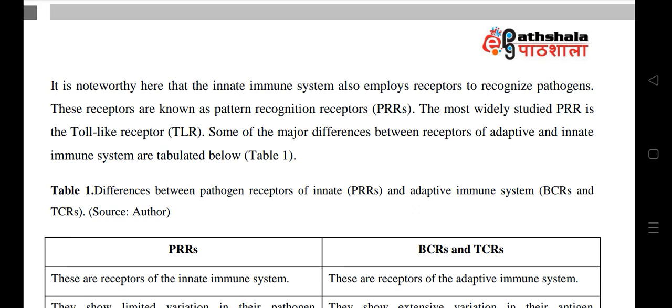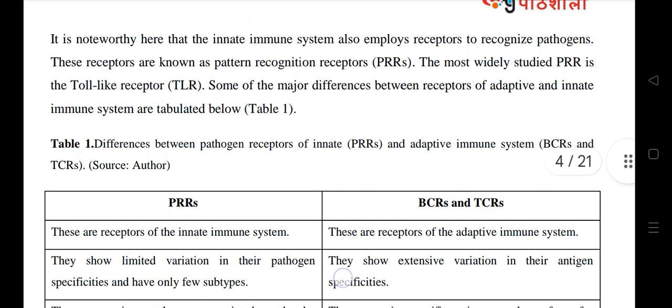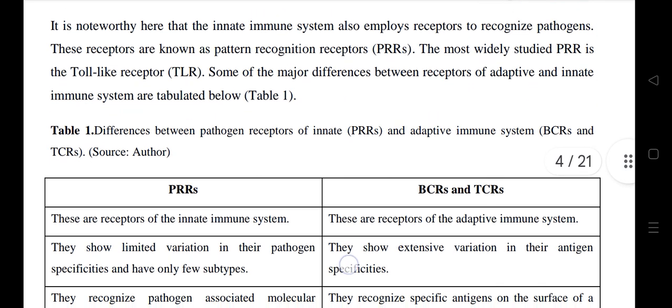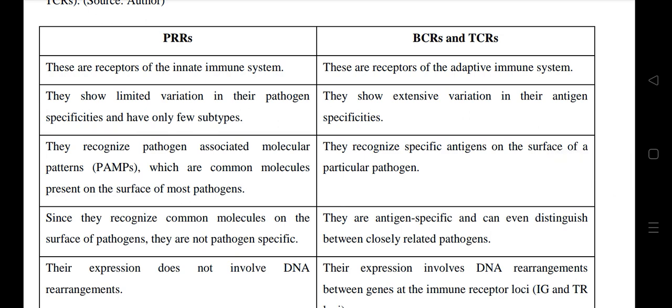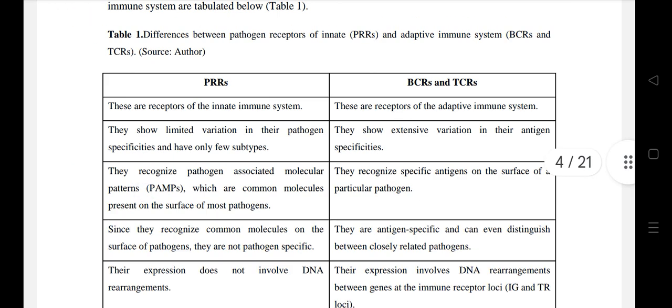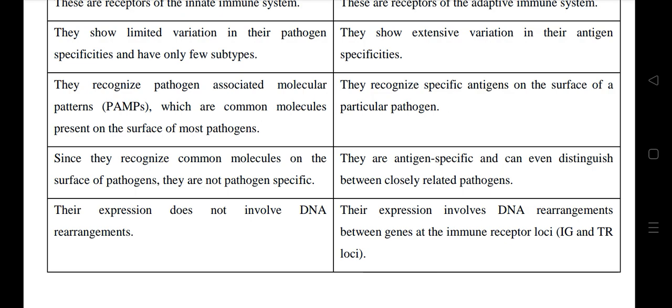Some of the major differences between receptors of the adaptive and innate immune system are tabulated. Differences between pathogen receptors of the innate and adaptive immune system, and BCRs and TCRs. PRRs are receptors of the innate immune system. They show limited variation in their pathogen specificities and have only a few subtypes. They recognize pathogen-associated molecular patterns, which are common molecules present on the surface of most pathogens. Since they recognize common molecules on the surface of pathogens, they are not pathogen specific. Their expression does not involve DNA rearrangements.